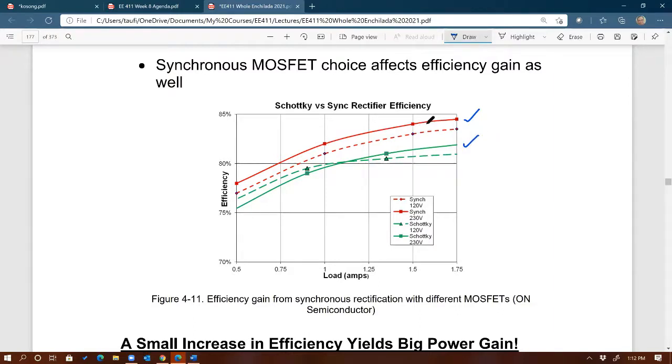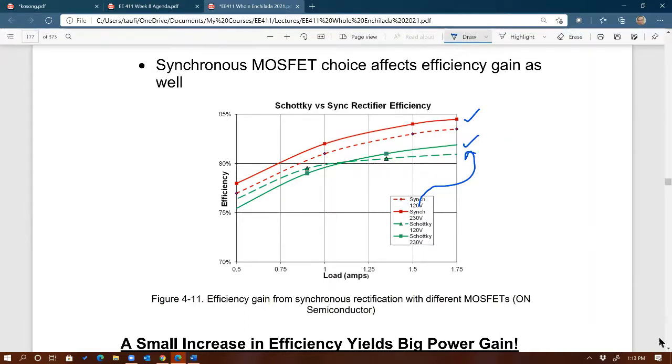The red solid line and the green solid line, those are synchronous, but they are using different type of MOSFETs. So be careful on which type of MOSFET you are using as well, because that would determine how much gain in efficiency you're getting by using synchronous. So you got to watch out for the type. You got to watch out on how to select MOSFET.